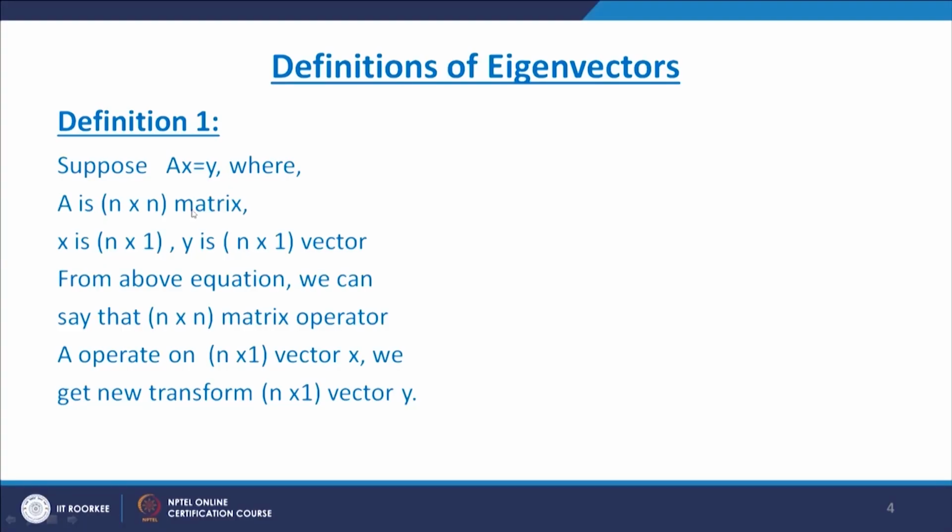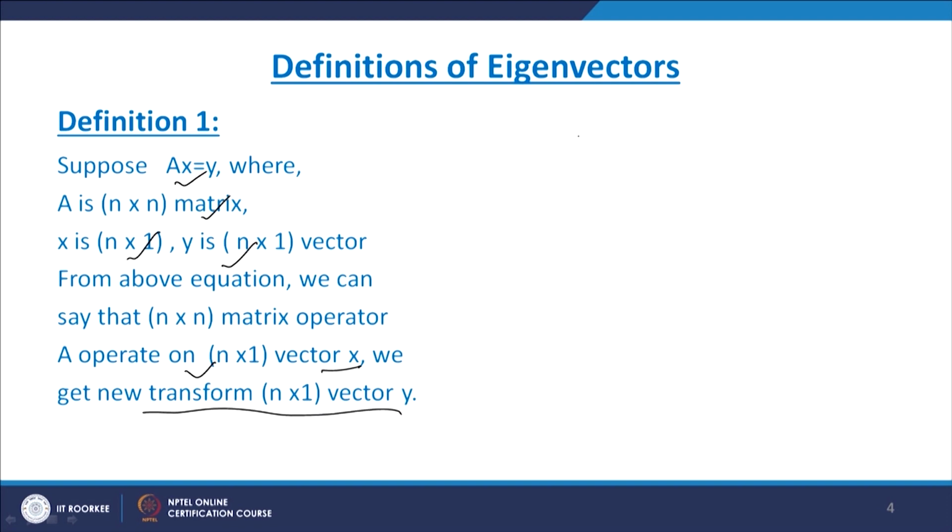Now how do we define these eigenvalues and eigenvectors? Now we will see the definition of eigenvectors. Suppose Ax equals y, where A is an n cross n matrix, x is an n cross 1 matrix, and y is an n cross 1 vector. From the above equation we can say that the n cross n matrix operator A operating on the n cross 1 vector x gives a new transformed n cross 1 vector y.